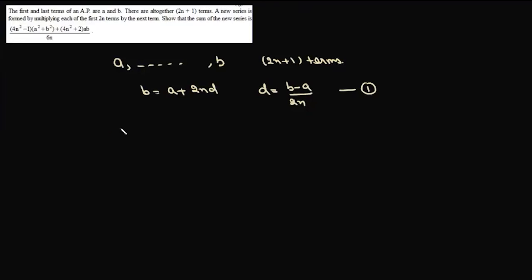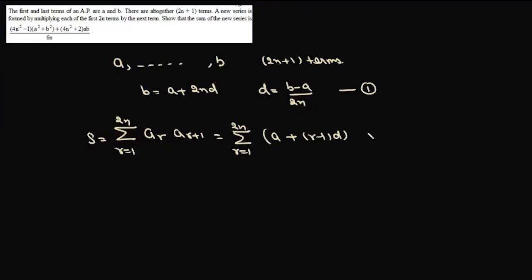Now what they have asked for is this summation a_r into a_(r plus 1), where r varies from 1 to 2n. We need to find this sum, a1 into a2 plus a2 into a3 up to a_2n into a_(2n plus 1). Now we know that its rth term is a plus (r minus 1) into d, and its (r plus 1)th term is a plus r into d.